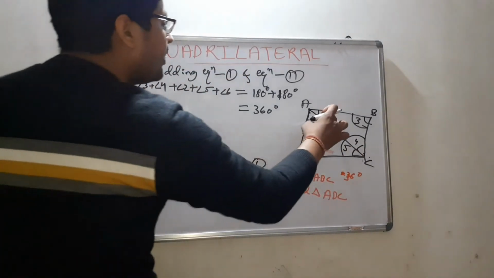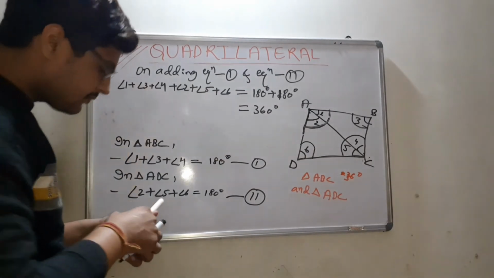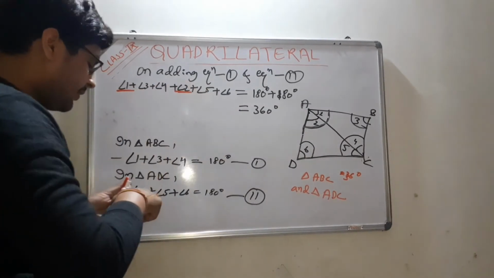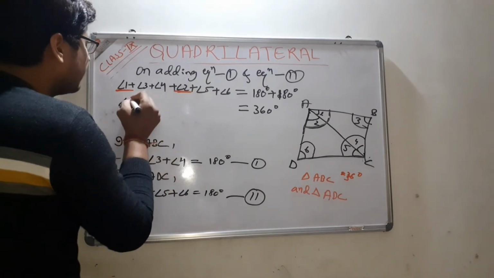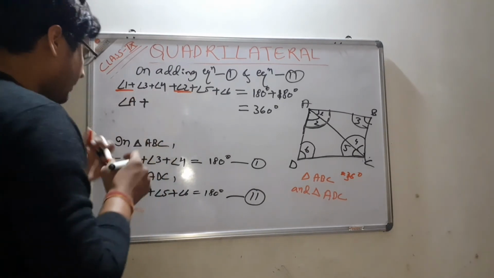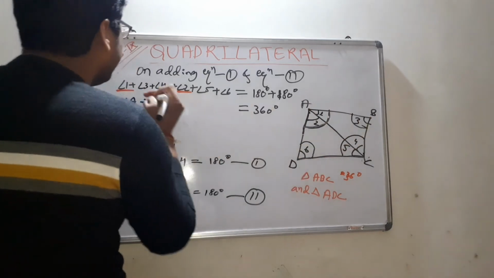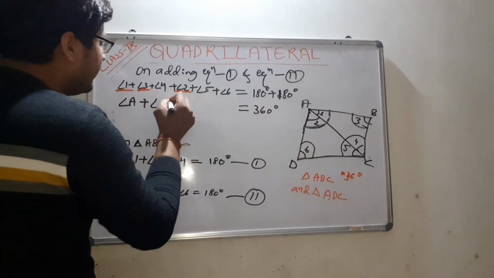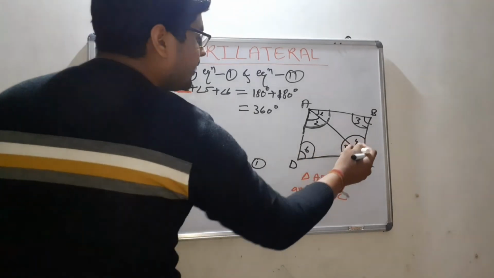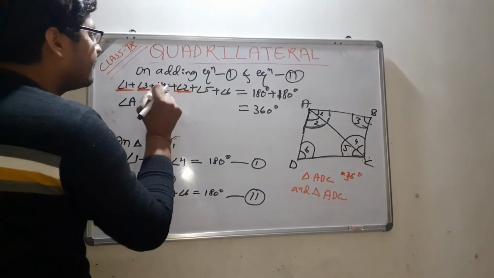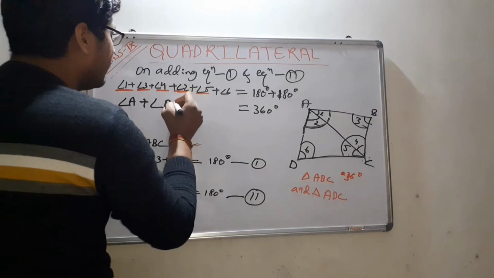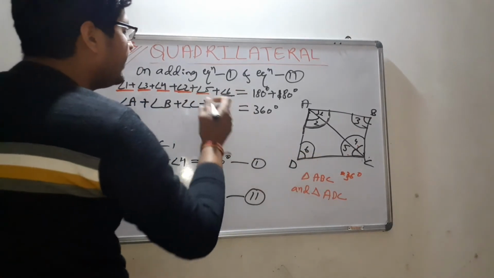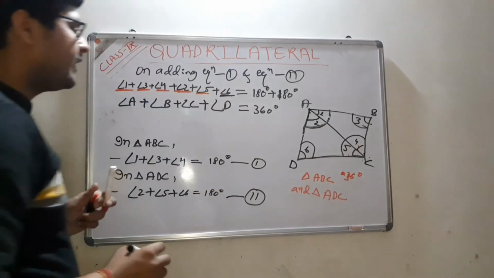Now angle 1 plus angle 2 gives angle A. Now we add angle 3, which gives angle B. Angle 4 plus angle 5 gives angle C, and then the remaining angle 6 is angle D.